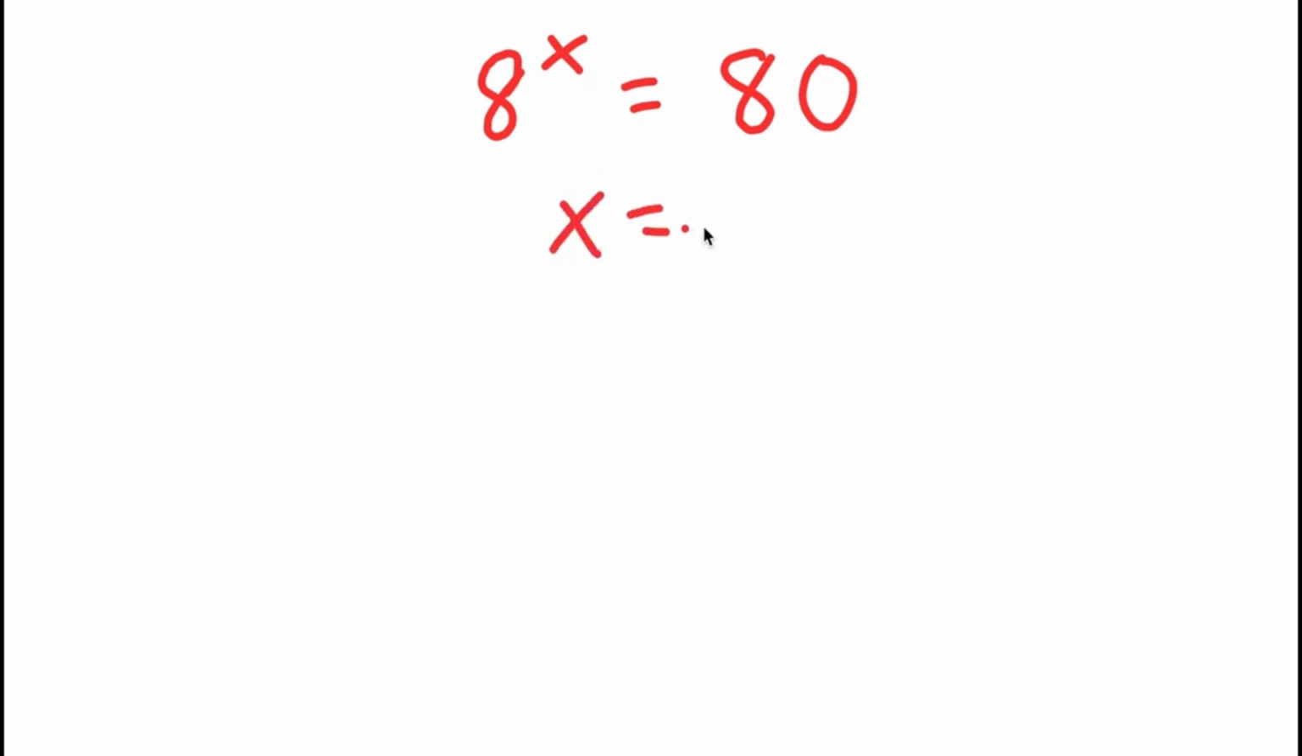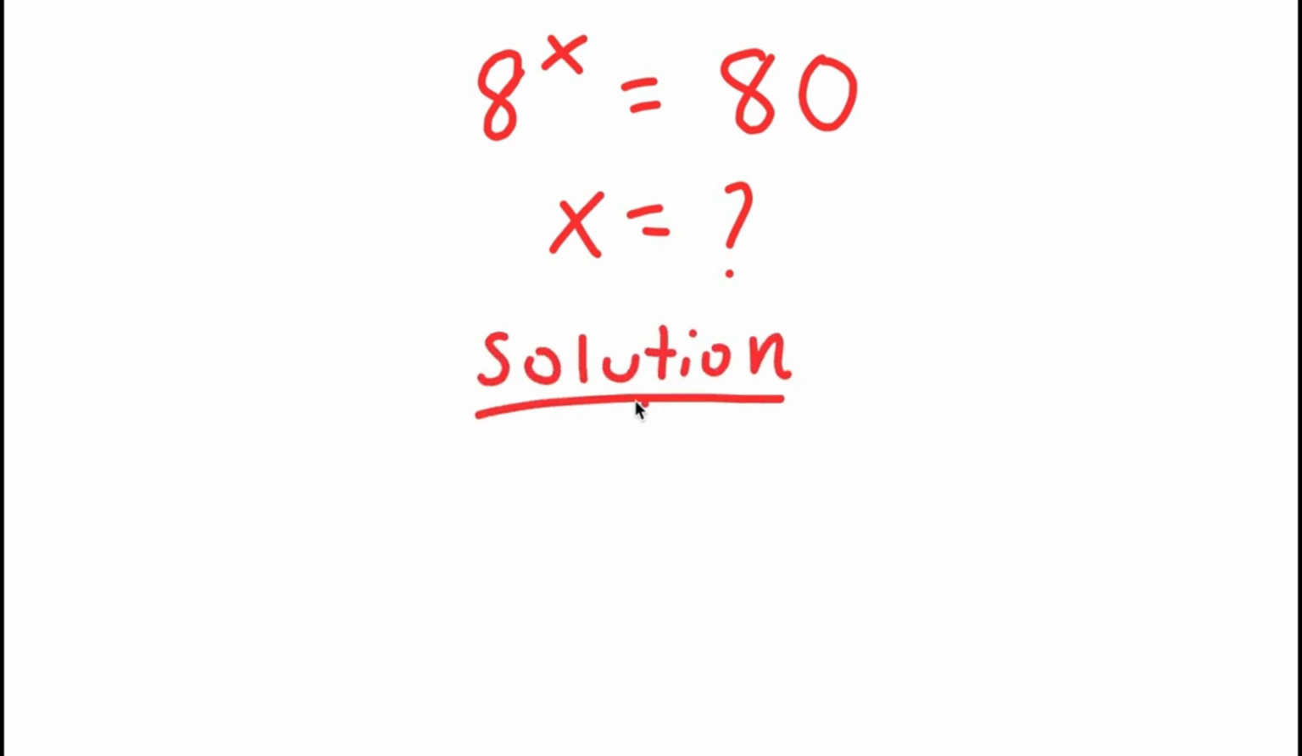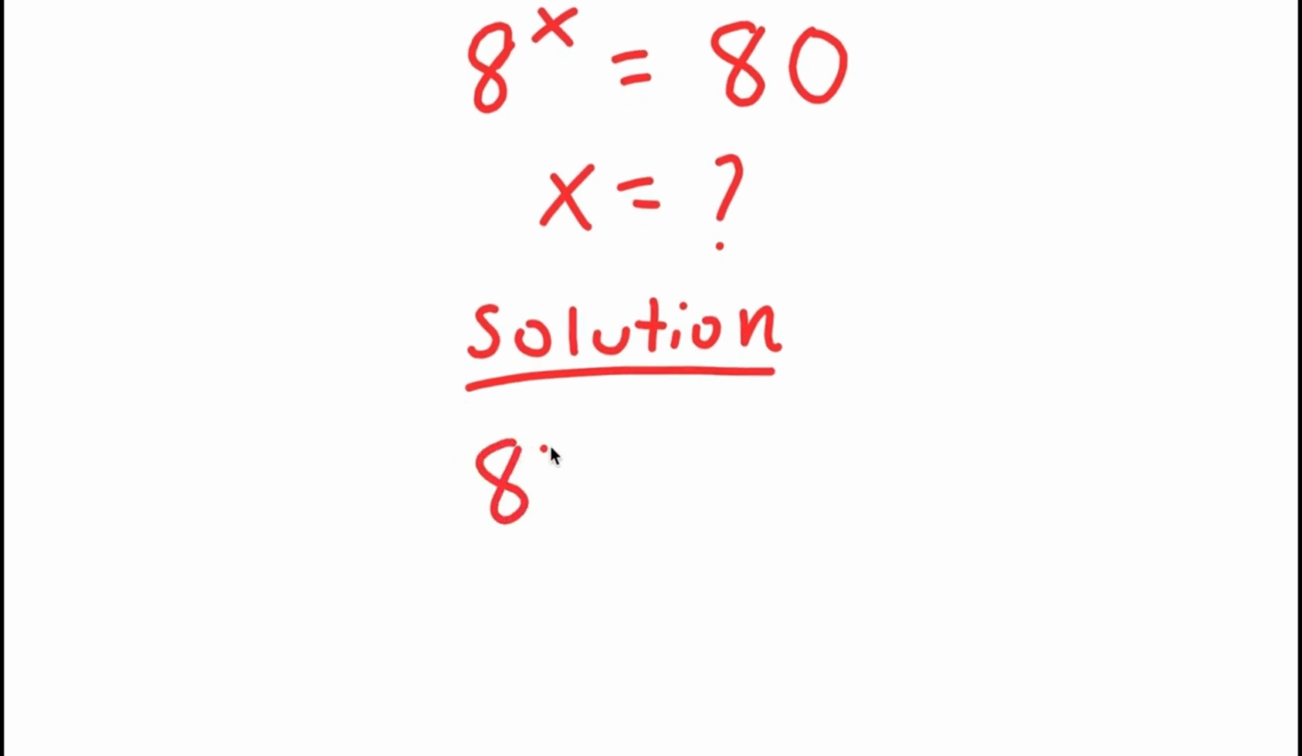Alright, so in this video, I'm going to be solving the equation 8 to the power of x is equal to 80. So my only variable in this equation is x, so that's what I'm going to be solving for. And now for my solution. I'm going to rewrite my equation here. 8 to the power of x is equal to 80.